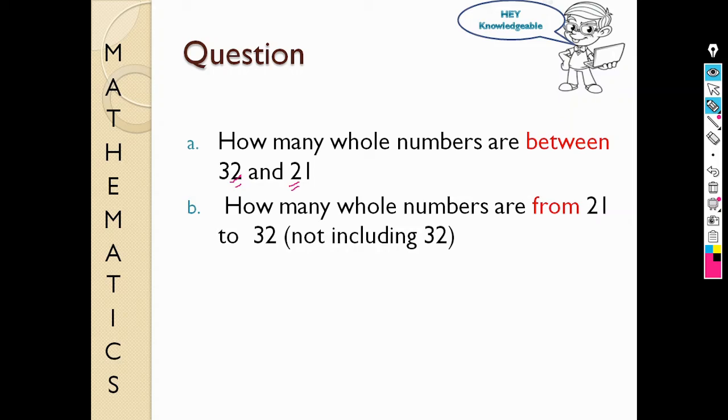Let's talk about the second question. It asks: how many whole numbers are from 21 to 32? Basically, it is telling us to exclude 32 but include 21.